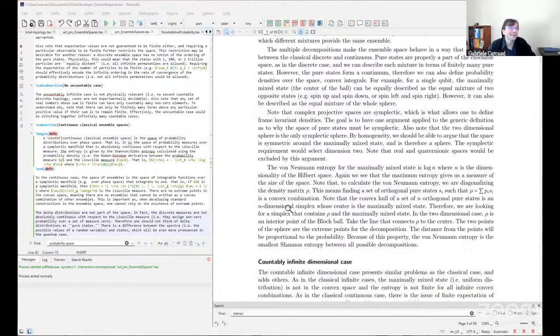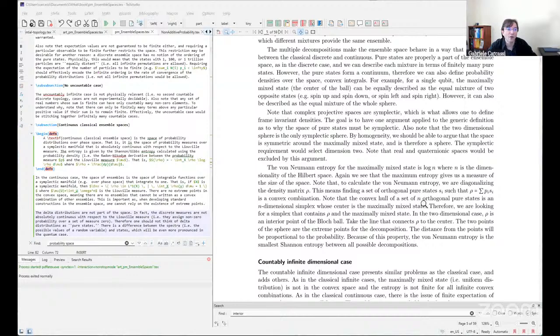Okay. Then the last thing is the von Neumann entropy for the maximal limit state is a logarithm of n, like we had, for example, in a classical discrete and continuum, where n is the dimensionality of the Hilbert space. And again, we see that the maximum entropy gives us a measure of size of the space. This time, it doesn't give us a size of sets. It gives us the dimensionality of the space, but it's basically very similar. Note that to calculate the von Neumann entropy, we are diagonalizing the density matrix. This means finding a set of orthogonal pure states such that rho is a convex combination of those pure states.